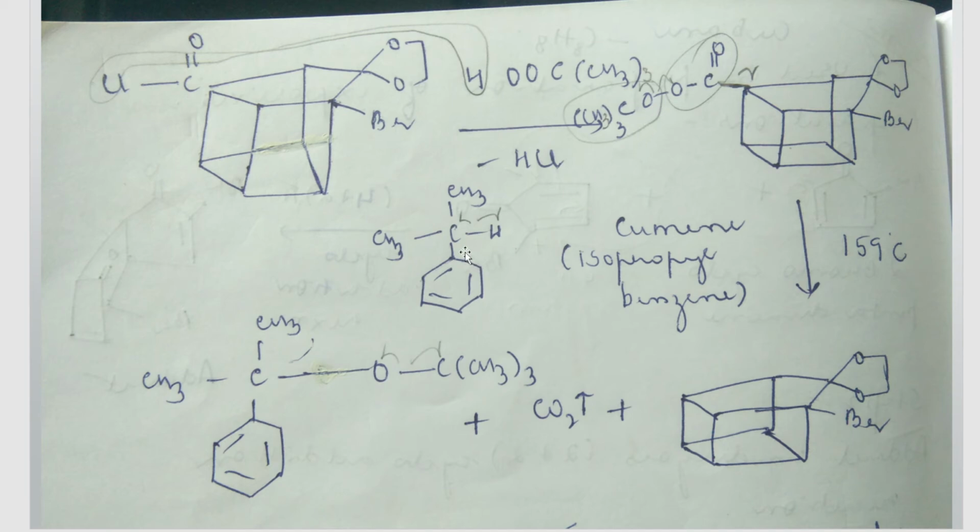And here, once again, in the cumene molecule also cleavage will take place, and this oxygen along with this whole part will go and attach over here. This hydrogen will come and attach to the cubane ring. So this is all the byproducts that you get, and finally the ring.